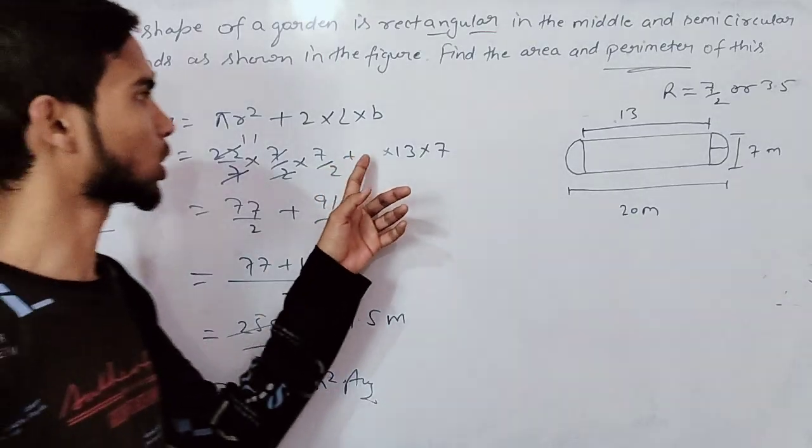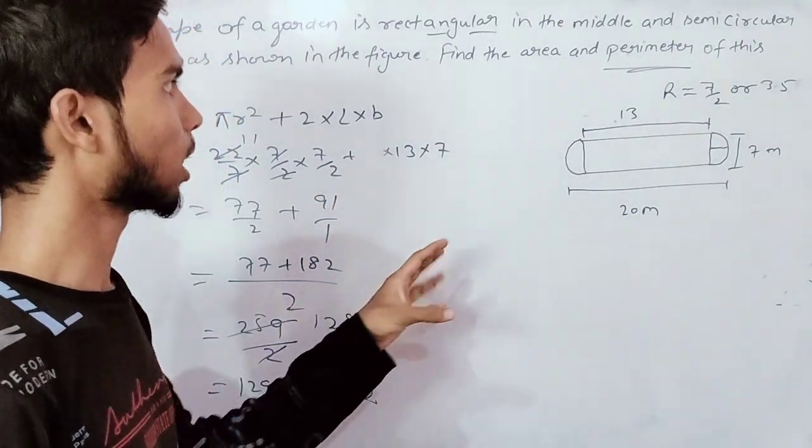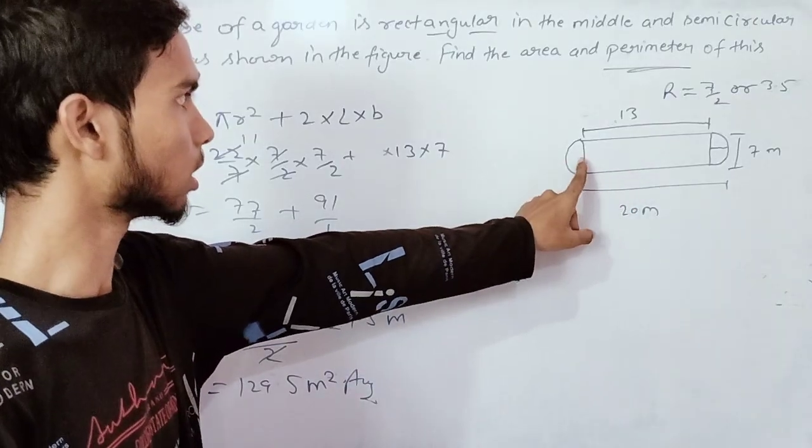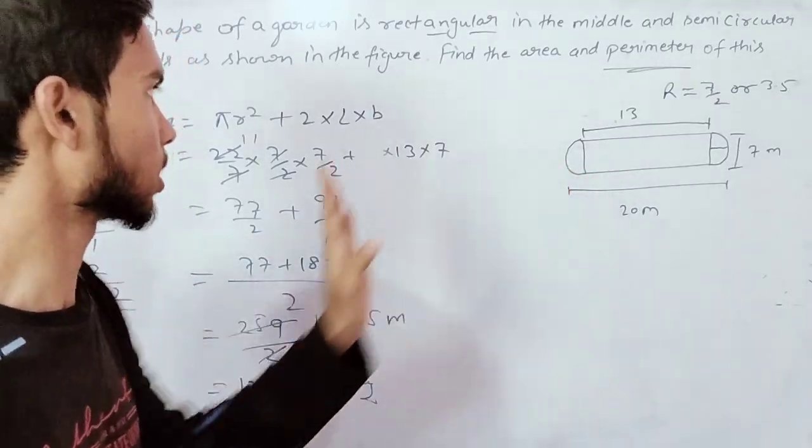Now here I was taking 2, but why? I will take only this and this. 13 multiple 7. That's it.